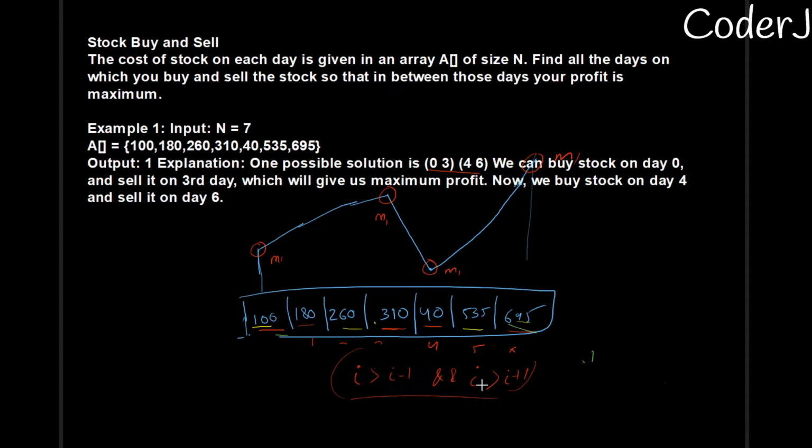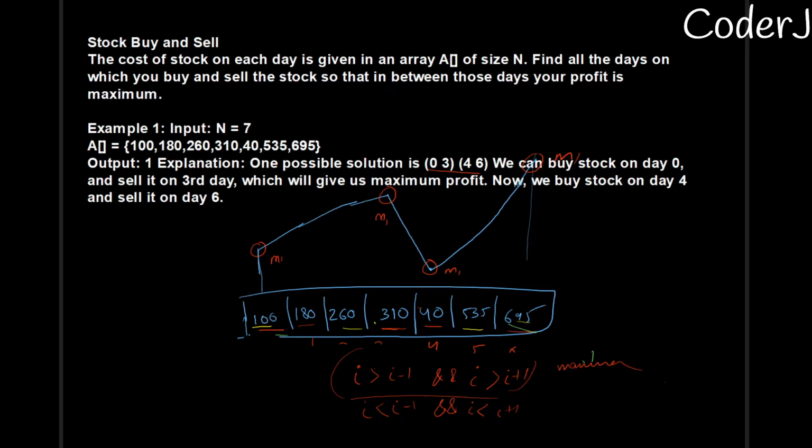And what is going to be the condition of a minima? This is the condition of maxima. What is going to be the condition of minima? Just the opposite of this. The value at i should be smaller than the value at i minus 1, and the value at i should be smaller than the value at i plus 1, right? By this I mean the value at index i of the array.